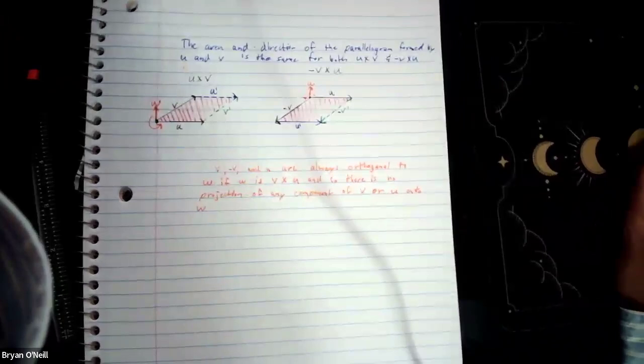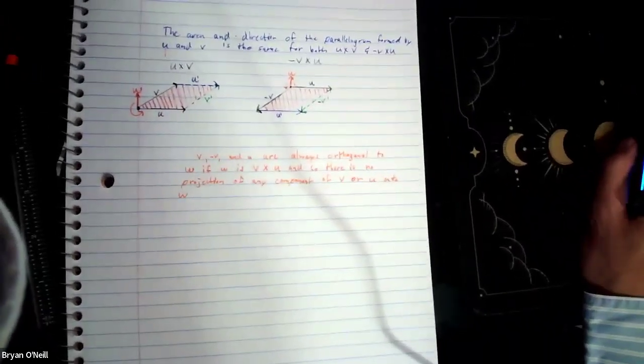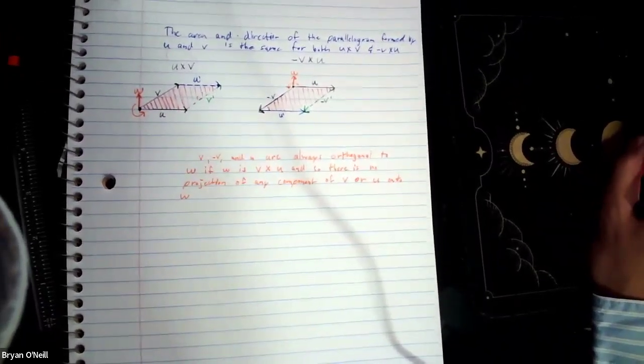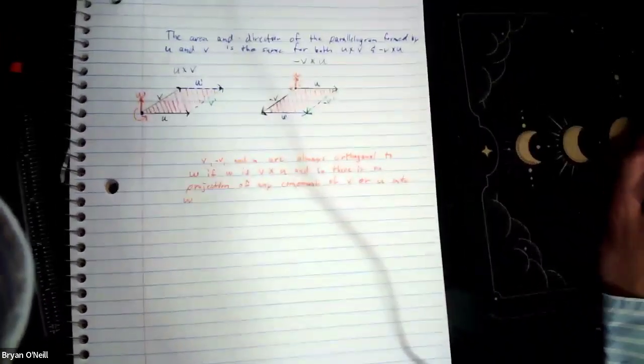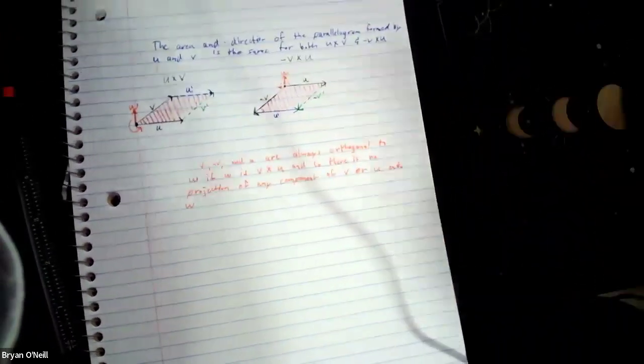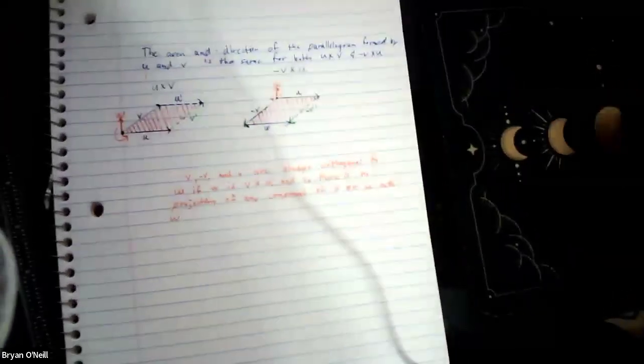Okay, then for the next one, we have w dot u and w dot v is equal to 0. Well, no, w dot u equals w dot v, which equals 0. So they both equal 0. This one's a little simpler.